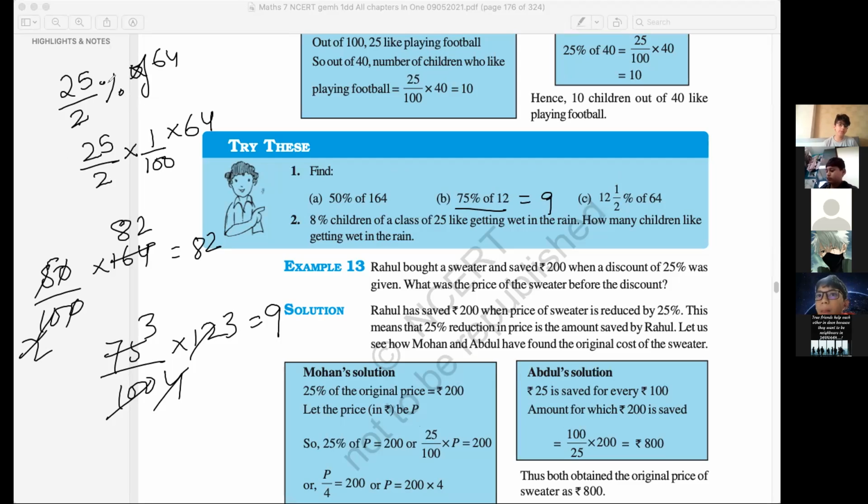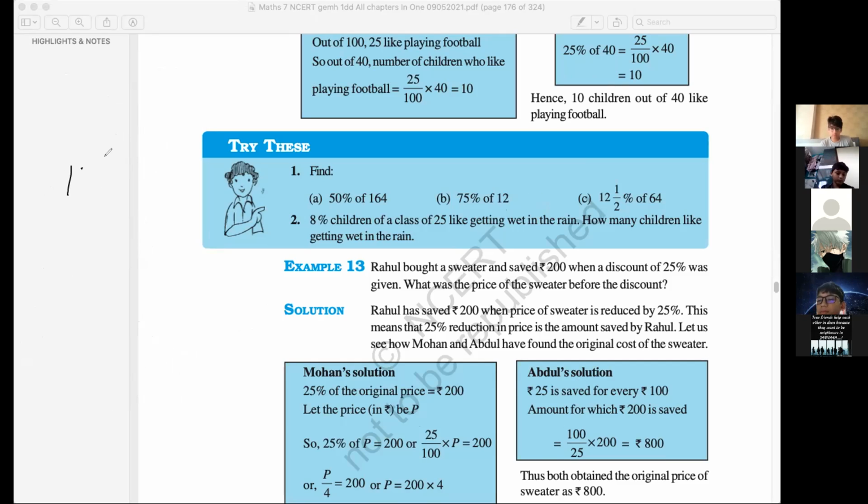Okay, now dividing by 100 is actually multiplying by the reciprocal 1 by 100. Remember fraction ka division. 25 by 2 ko you have to divide by 100, because to remove the percent sign you multiply by the reciprocal of 100. So I just did 25 by 2 into 1 by 100 into 64. Ma'am, I did not understand how 25 came in.